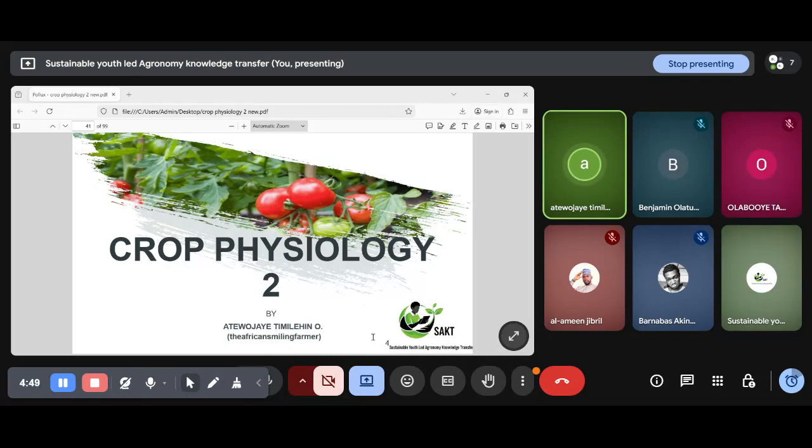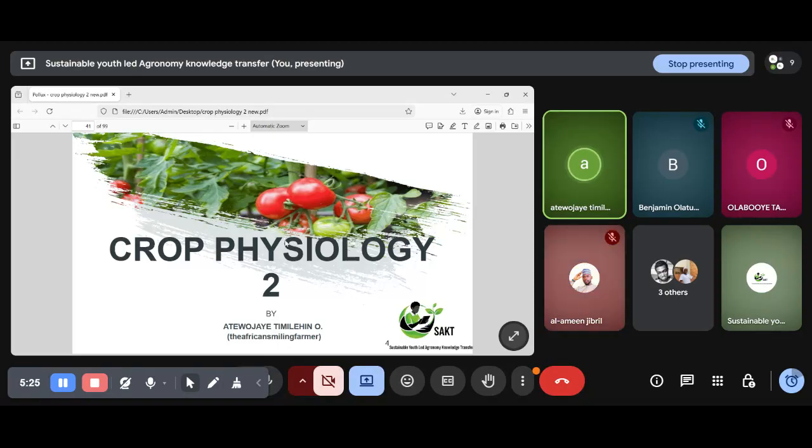It is the cell that makes up the tissue, and the tissue makes up the organ. So everything starts from the cell, then from cell to tissue. The tissues are the parenchyma, the collenchyma, the phloem and the xylem. And then from there, they make up the leaf, your shoot, your stem, everything. So it came from the cell, then down to the organ. I think that's how I was able to explain last week. So that's the summary of what happened last week.